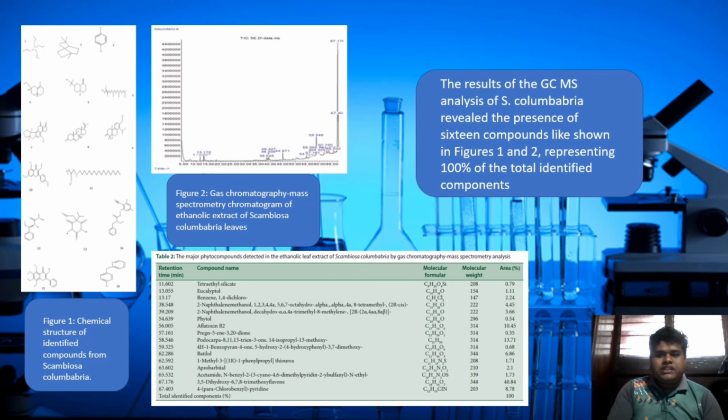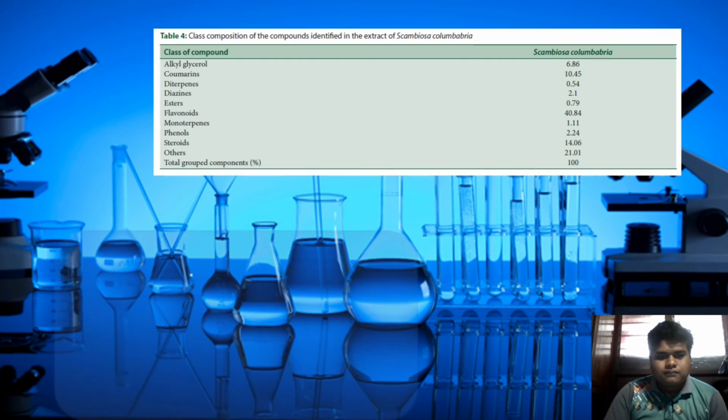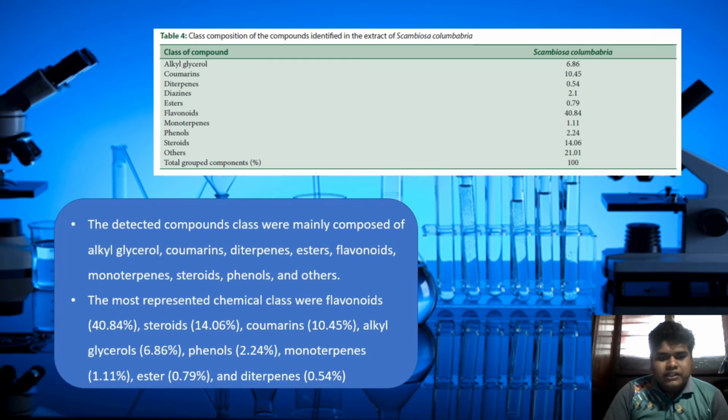The result of the GC-MS analysis of S. columbabria revealed the presence of 16 compounds, as shown in Figure 1 and Figure 2, representing 100% of the total identified components. The detected compound classes were mainly composed of alkyl glycerol, coumarins, diterpenes, esters, flavonoids, monoterpenes, steroids, phenols, and others.